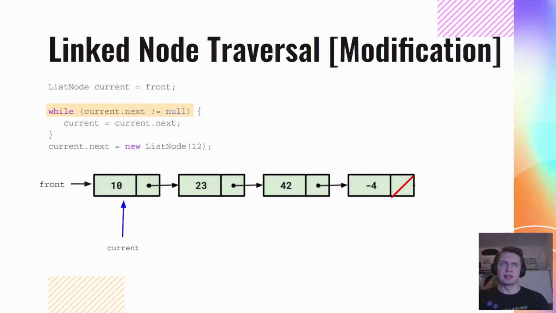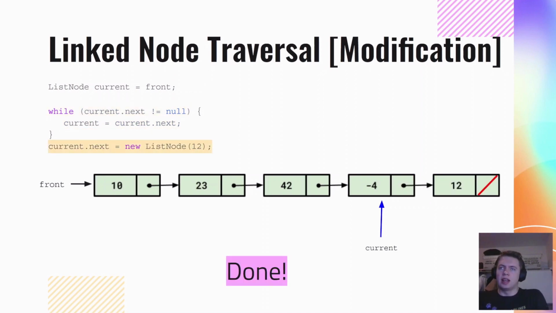Let's run through the simulation. So we start at the first node with current equal to front. Current.next is not equal to null, so we set current to current.next. And we repeat this process until we get to the very end of the list. Once current is on the last list node or linked node, the current.next is not equal to null check fails, and we're able to set the next field to point to a new linked node.